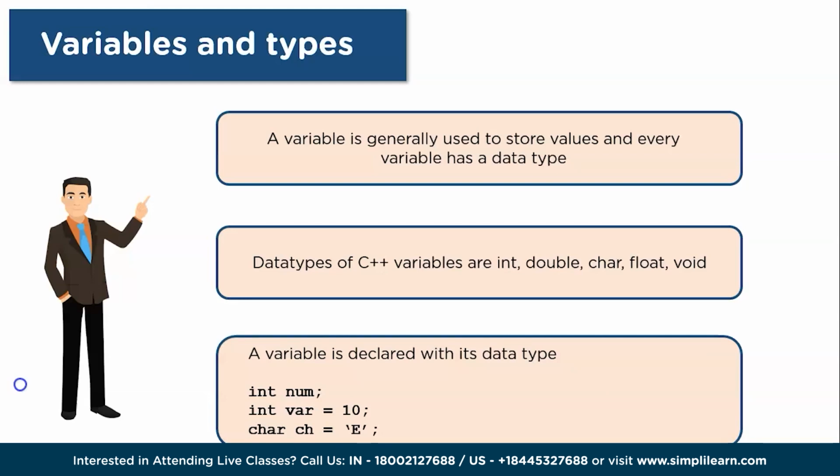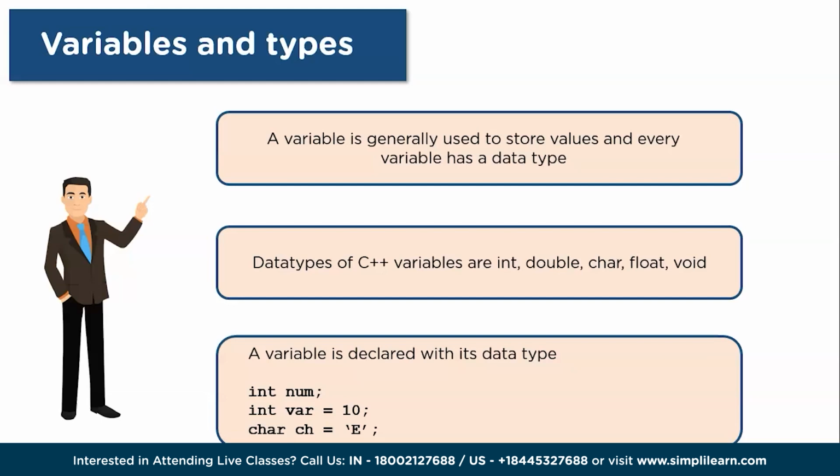Keep in mind that every variable is declared with its type. Now, the syntax of a variable is the data type of the variable, then the name of the variable. Here int num is the example, and over here in the integer variable var, we are storing the value 10, and in character variable ch, we are storing the character e.